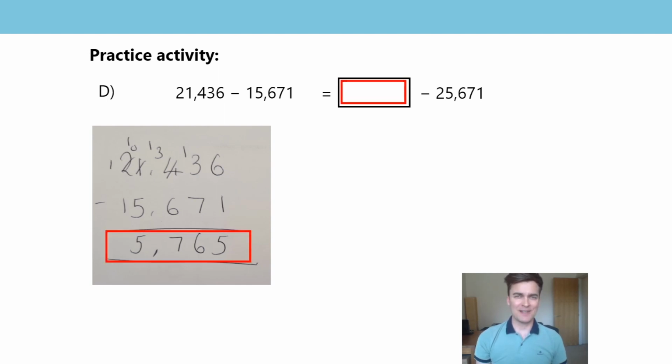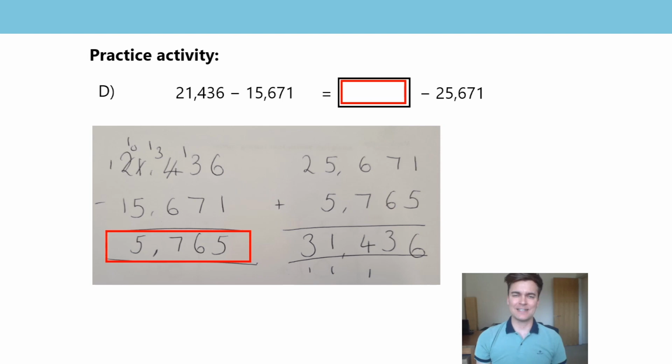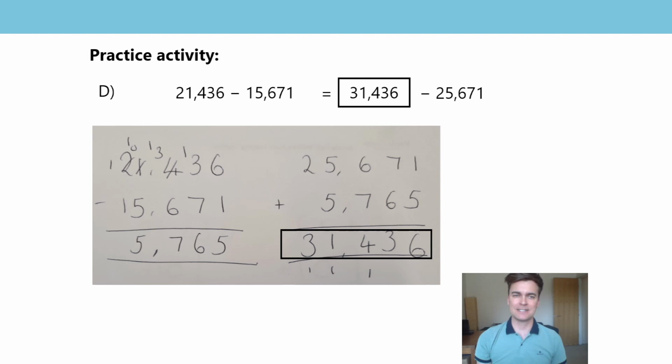I was tempted to fill in the missing minuend box, but of course I need that to be larger than the subtrahend. It doesn't make sense. So I stopped, rethought, and added it instead to 25,671, which gave me the missing minuend, 31,436.